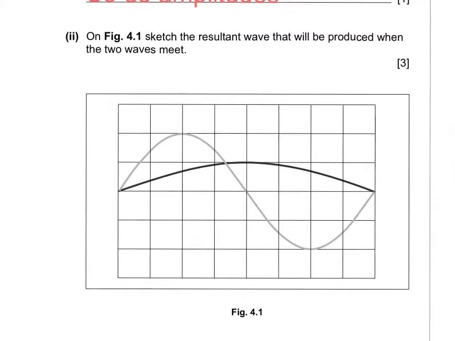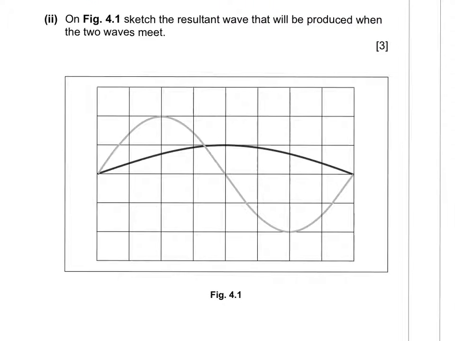So part 2 then says, sketch the resultant wave that will be produced when the two waves meet. Remember that what we need to do is take the displacements belonging to one wave and add them on top of the other wave. So these are all positive displacements, so that's probably the easiest one to work with. We don't have to worry about the negatives. If we use this one, we only ever have to add the positives. So what we need to do is measure out these little displacements here. There's one like that.